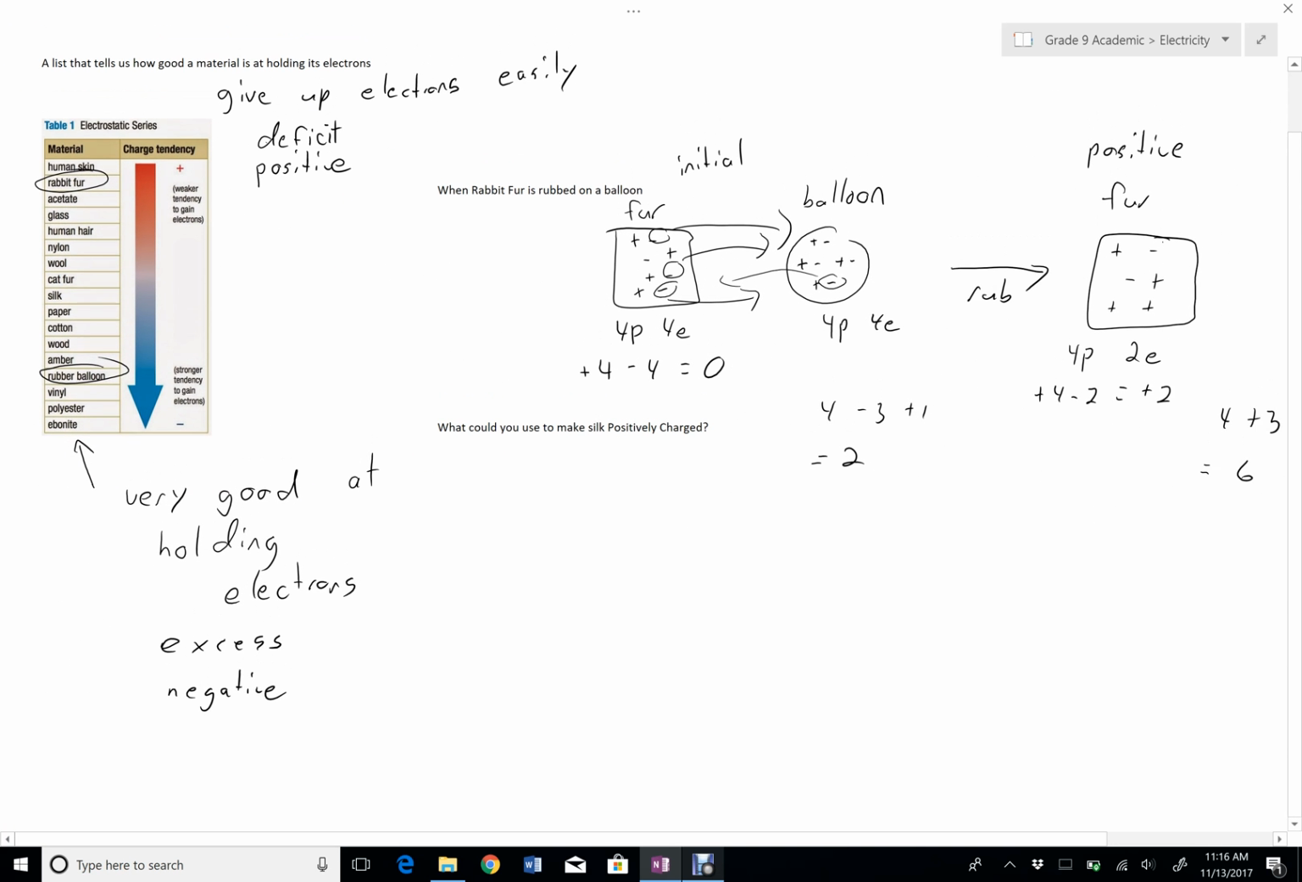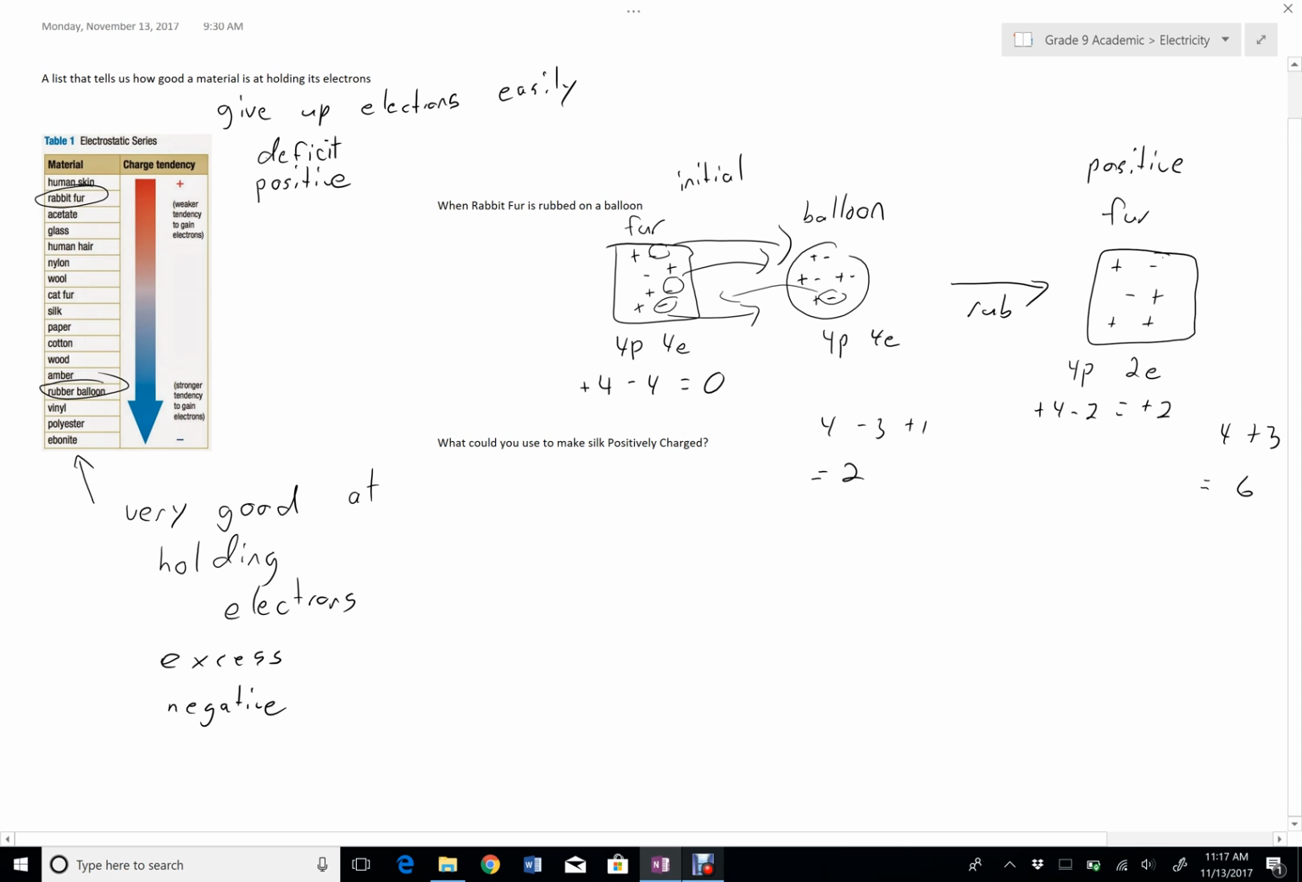What could you use to make silk positively charged? So how can we use this? Well, let's say I have this material silk, and I want to make silk positive. So I want silk to be the positive. What that means then is that the silk should end up with a deficit of electrons, or it should give more electrons than it gets.